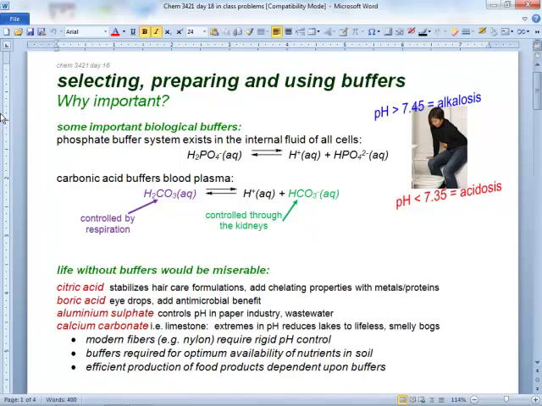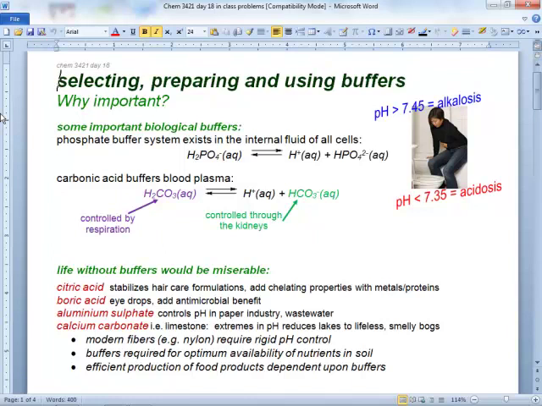Okay, so we are talking about buffers. How to prepare them, how to pick them, and how to use them. I think we're going to be spending 3 days on buffers, so they're a big deal. You can tell they're a big deal. I mean, look at this. They're all over the place, right?